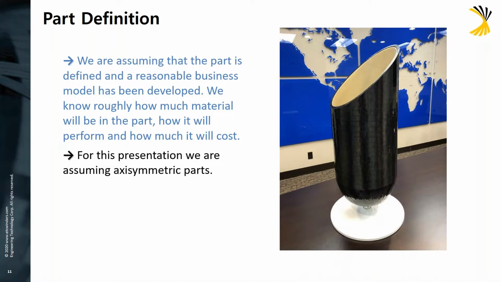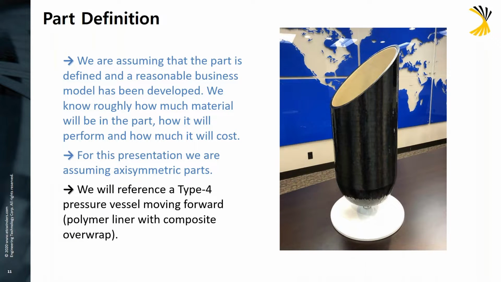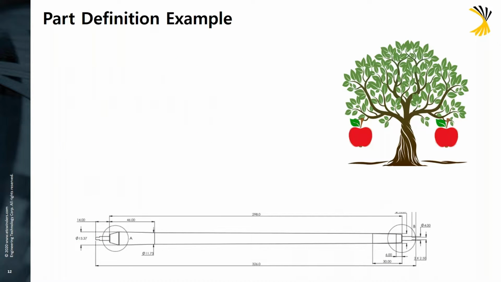For this presentation, we're going to stick mostly with axisymmetric parts. Later on, Mel is going to do a design demonstration, and we will be using a Type 4 pressure vessel, which is a polymer-lined composite overwrap pressure vessel, as you see here in the picture.